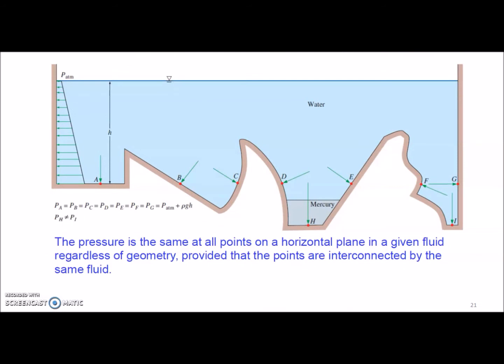The pressure is the same at all points on the same horizontal plane. Point A and point B are on the same horizontal plane, so they have the same pressure. Point C is also on the same horizontal plane, so it has the same pressure, even with different shapes and geometry. However, there is a difference between pressure H and pressure I. This is because of the difference in density, mercury and water.